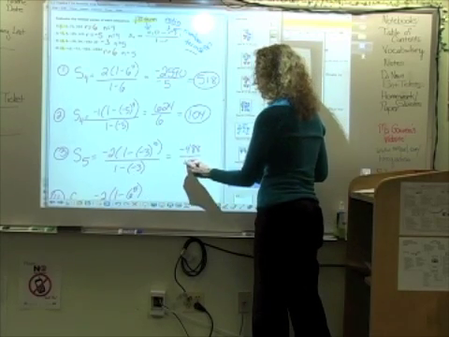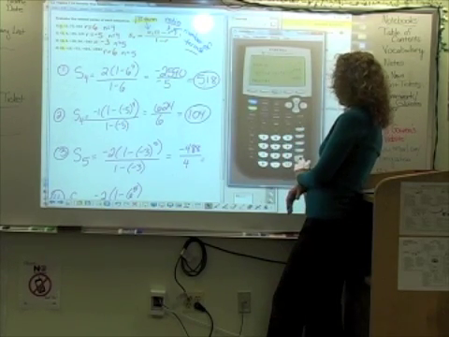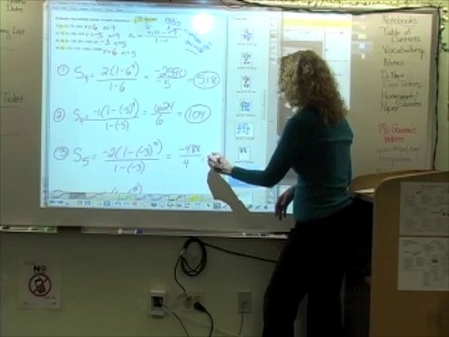Divided by 1 minus negative 3 is a 4. And so I'm just going to go ahead and divide that by the value of 4. And I get negative 122.